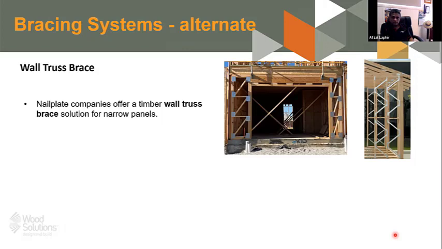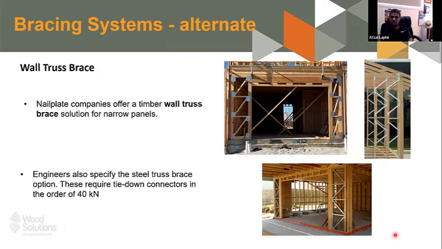We have also seen the steel truss brace being specified by engineers, attracted mainly by its relatively high capacity. Now, that is where I'll be a little wary, because the design capacity is of the order of 10 to 12 kilonewtons, which, as you know, within a narrow panel generates significant tie-down demand, as much as 40 to 50 kilonewtons. That is not easy to achieve in typical domestic construction, because builders are not used to handling that kind of tie-down.